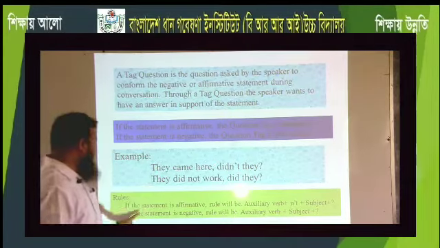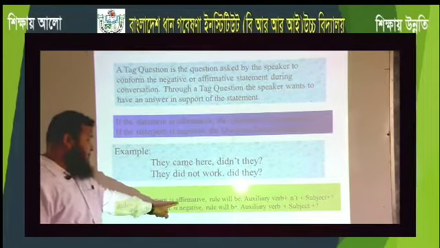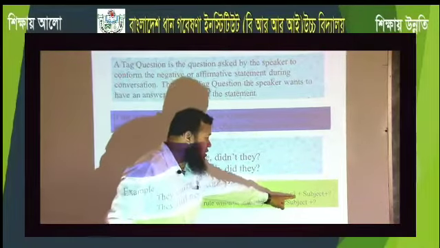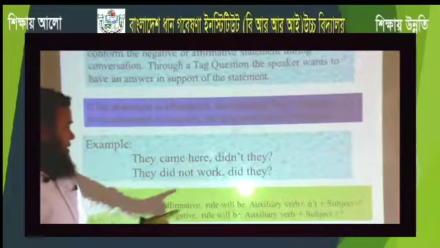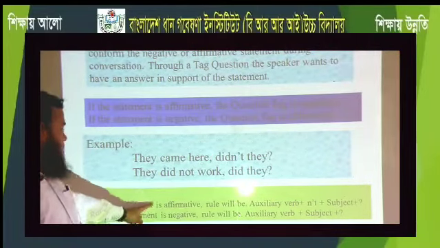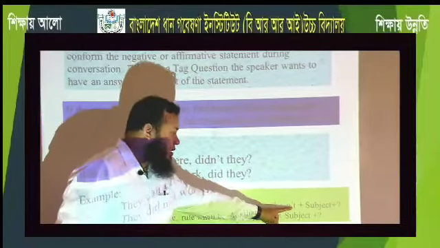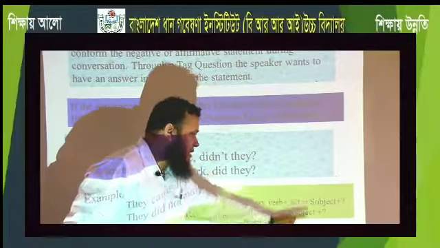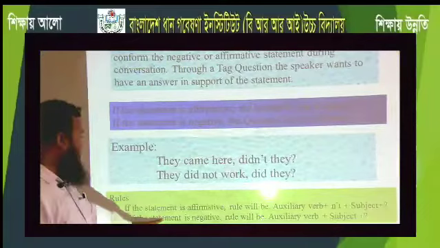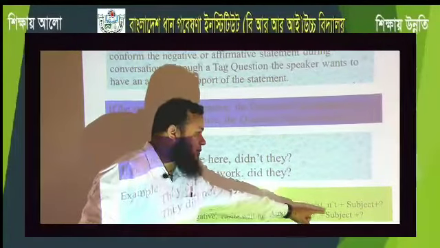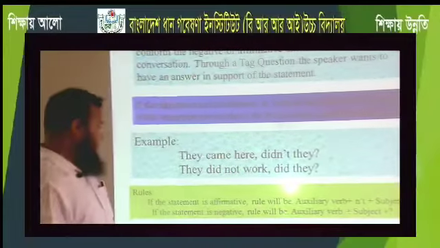So what we see is that if the statement is affirmative, the rule will be auxiliary verb plus not plus subject and question mark. I repeat, if the statement is affirmative, the rule will be auxiliary verb, not and subject. And if the statement is negative, the rule will be auxiliary verb plus subject plus question mark. You have to remember all these things.